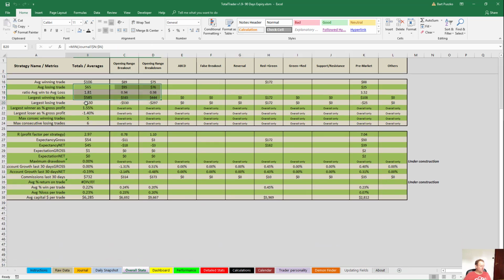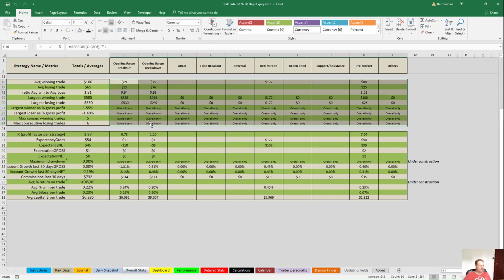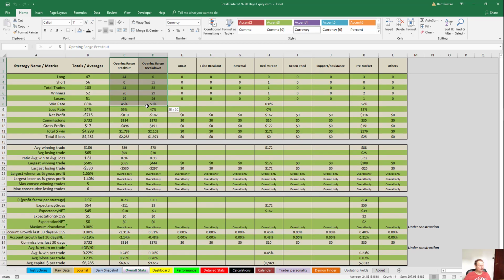And then you have your second tranche, your averages: your average winning trade, average losing trade, ratio of average wins to average loss, largest winning trade, largest losing trade, largest winner as a percentage of your gross profit, and the same on the losing side, and then the maximum consecutive losses and wins. And once again, you've got them broken down by the strategies if you choose new ones apart from the 2 default ones.